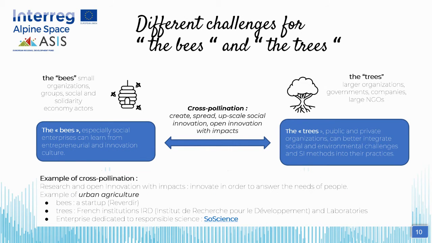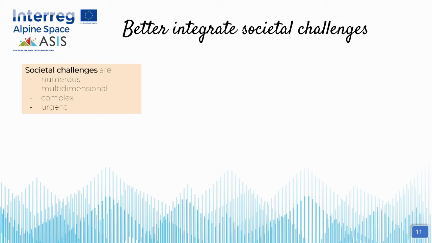To see a concrete example of cross-pollination, download the file and click on the link below to discover SoScience, an enterprise dedicated to responsible science in the field of urban agriculture, with the involvement of a bee, startup River Deer, and a tree, French Public Research Lab, IRD.